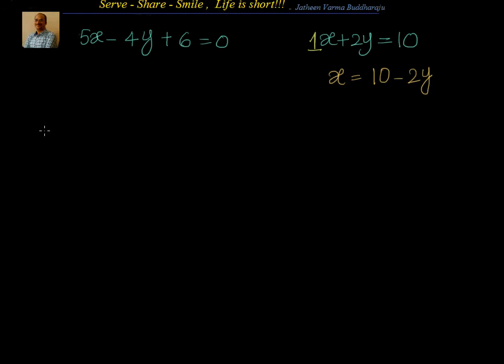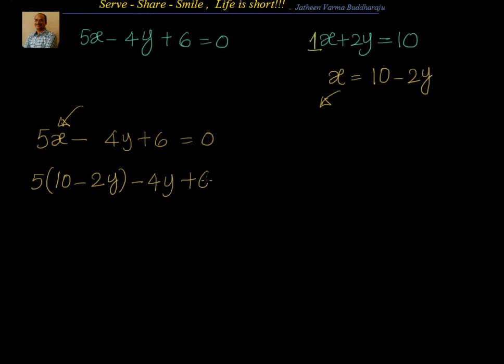Okay, now let's go back to our first equation, 5x minus 4y plus 6 is equal to 0. Now we want to convert this linear equation in two variables into a linear equation in one variable of y. So we want to convert this whole thing into y now. What is the x value? The x value is 10 minus 2y. So I can say 5 into (10 minus 2y) minus 4y plus 6 is equal to 0. Now this is a linear equation in one variable and you can solve it easily.